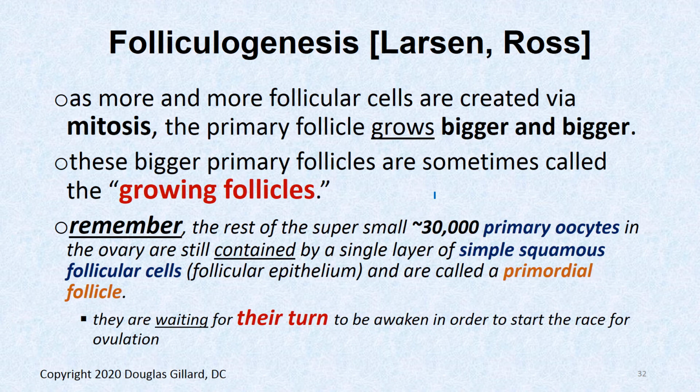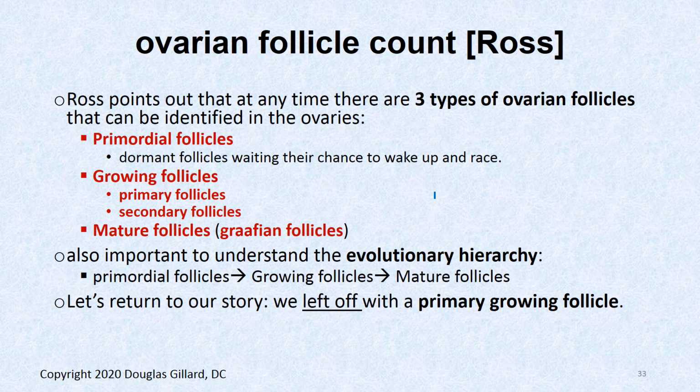Okay, and remember, while this is happening, not all of the primary oocytes are undergoing this process. The rest of them are all suspended with a single layer of follicular cells around them. They're primordial follicles. Probably about 25 of them have been selected and are growing at this time. The rest of them are still kind of in suspended animation.